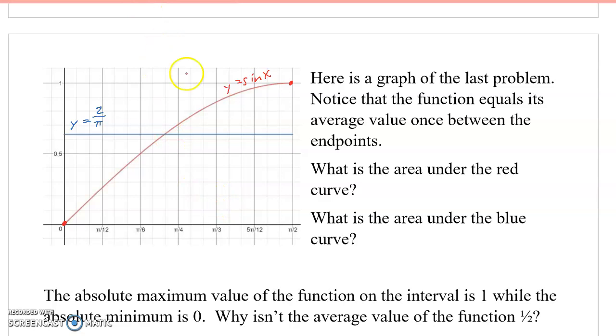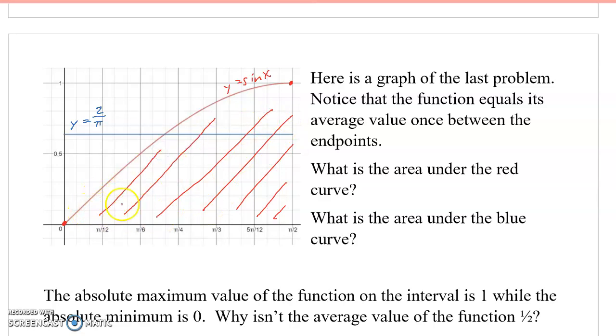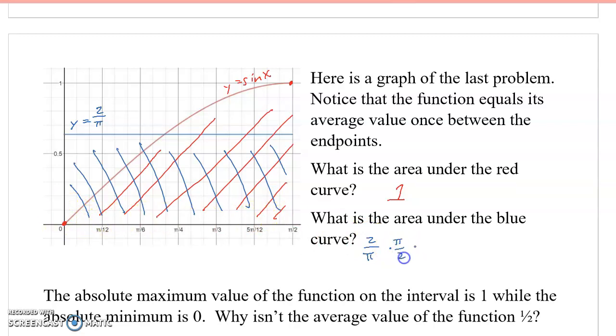One thing we can think about is, what is the area under this red curve? That is something we just found when we did the definite integral. That was 1. The area is 1. On the other hand, what is the area under the blue line? It makes a rectangle whose height is 2 over pi, but whose width is pi over 2. Huh. So hopefully that isn't surprising.